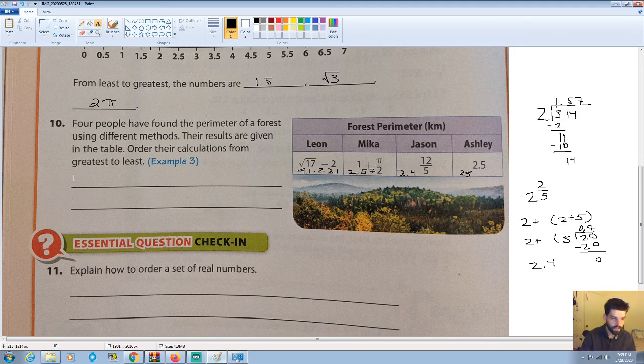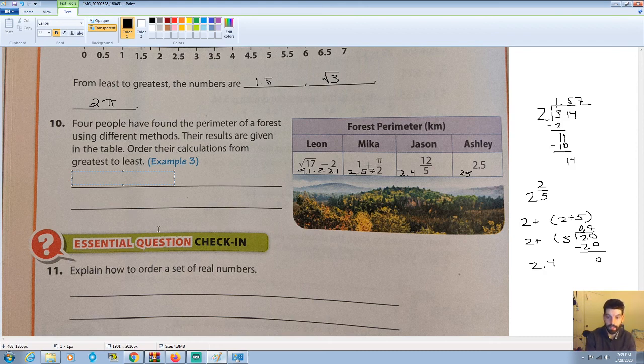So to put this in greatest to least, we have Micah with 2.57, Ashley with 2.5, we have Jason with 2.4, and we have Leon with 2.1. Okay, and that will be our answer for number 10.